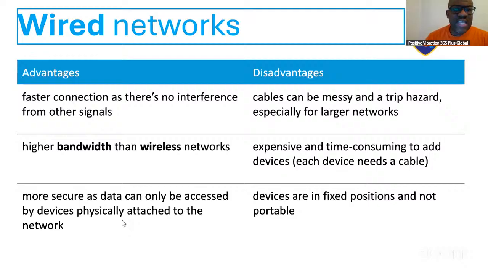In terms of disadvantages of wired network, the cables can be messy, as we would have seen from the activities we did earlier. People can trip and fall over. We also mentioned that it's expensive because you have to keep buying cables when they get damaged. And it is also time consuming when you need to add devices, all right? And also, one of the number one disadvantages of wired network is that the computer cannot move. It is in a fixed position, okay?